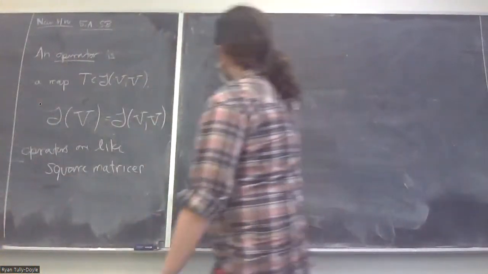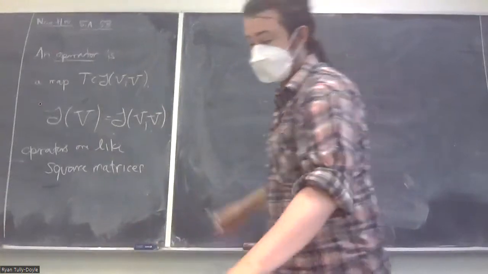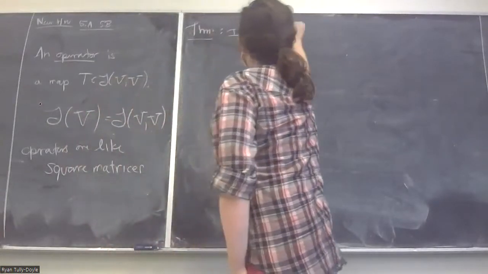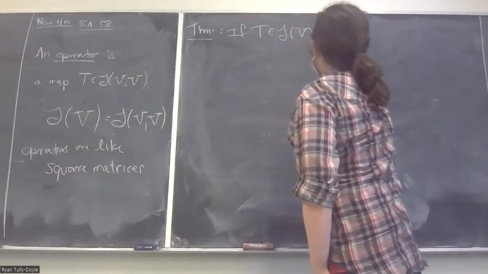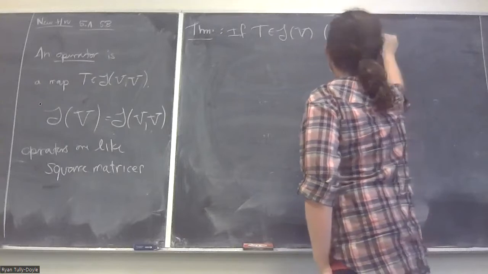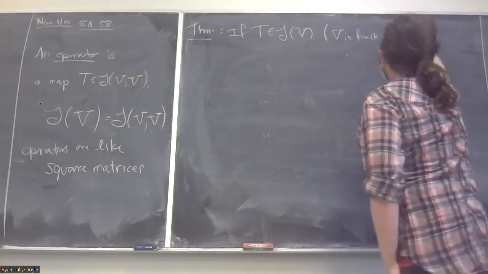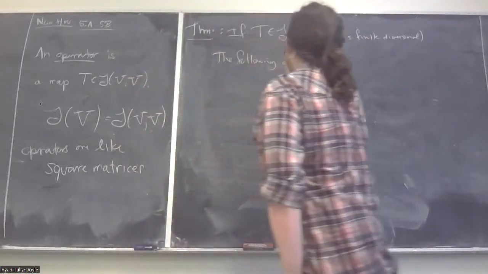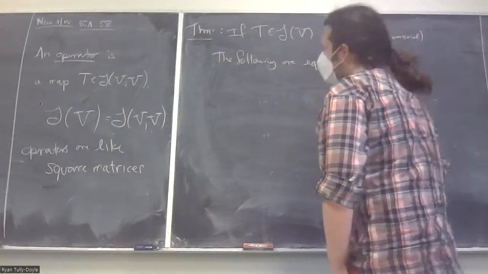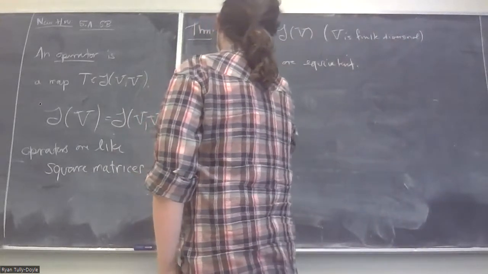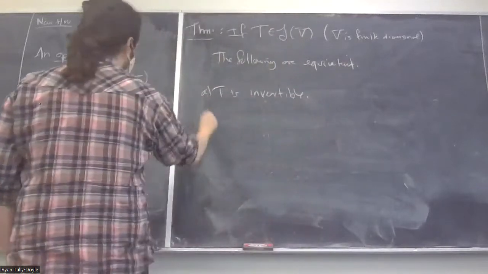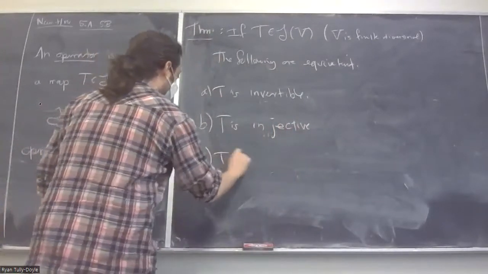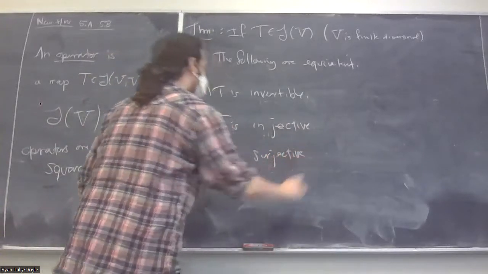The nice thing about operators is you have this theorem that characterizes when they're invertible. So if T is an operator, and be careful here, say V is finite dimensional, then the following are equivalent. I don't know if we've done a following-are-equivalent argument in here yet. I'm going to point something out. The following are equivalent. A: T is invertible. B: T is injective. C: T is surjective. This is not true for general maps, but it is true for operators.